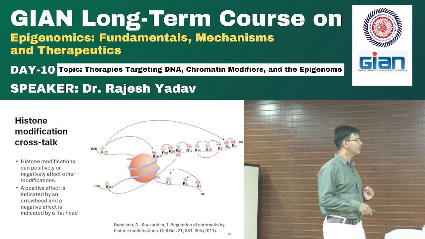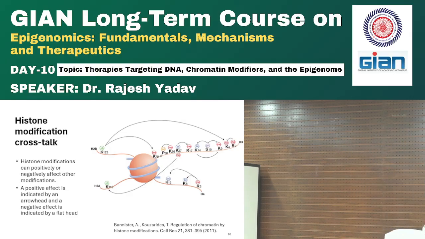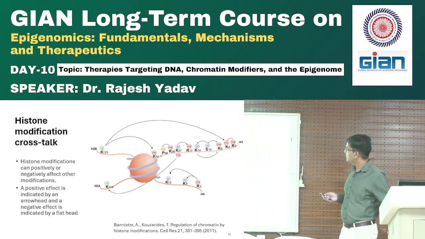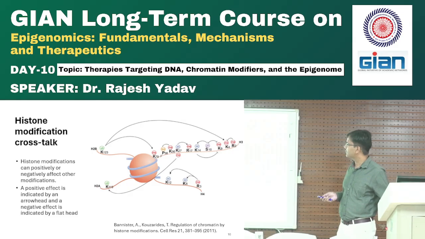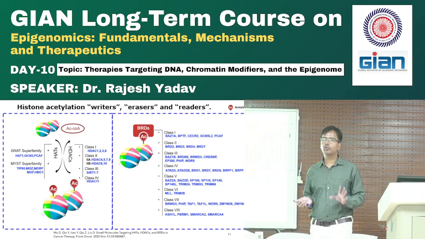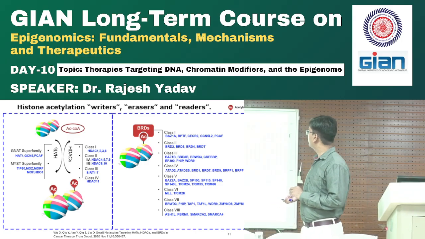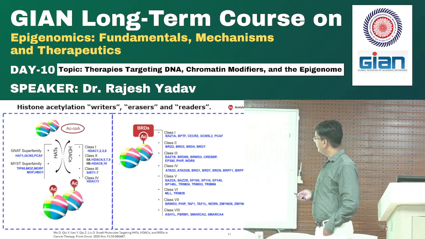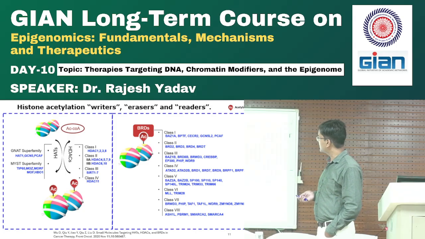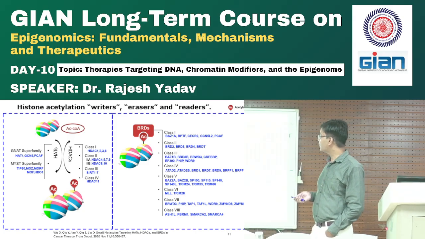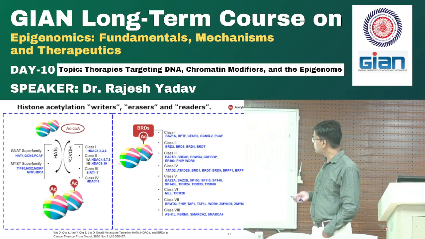Other examples are also there, but I am not going into detail because you should know this. Now let's focus on histone acetylation, because this is important so that we can know what you require. If you want to design a drug specific to acetylation, you have to focus on the enzymes which do the histone acetyl transfer. You need the acetyl CoA and also the enzymes which remove these modifications.